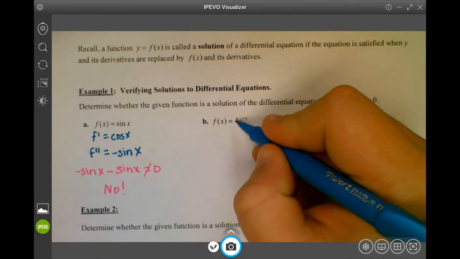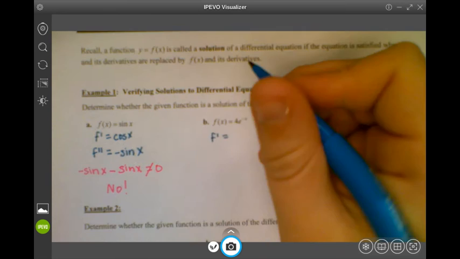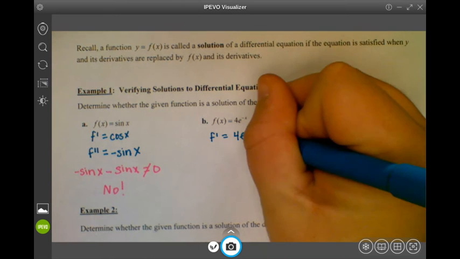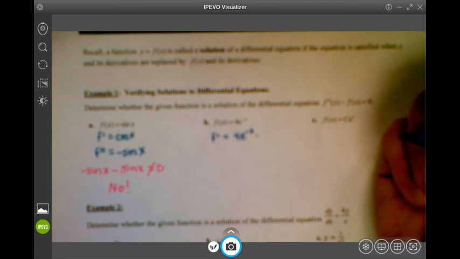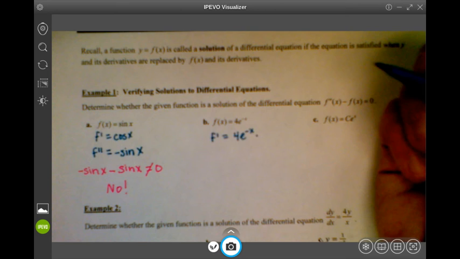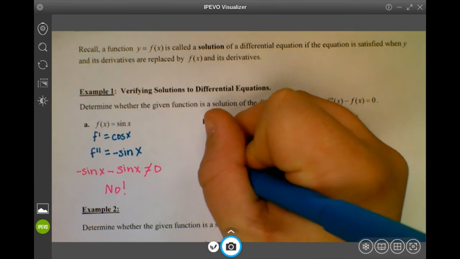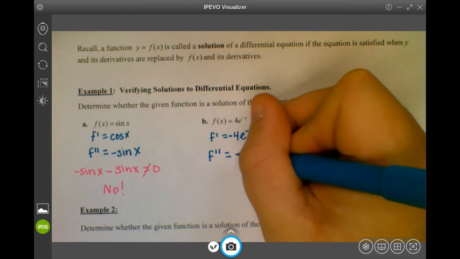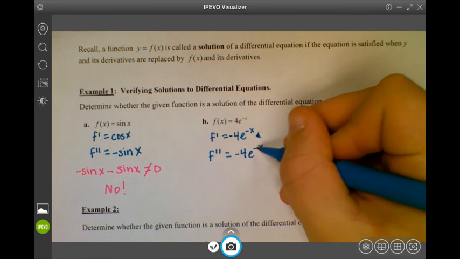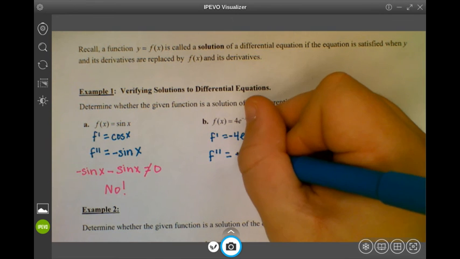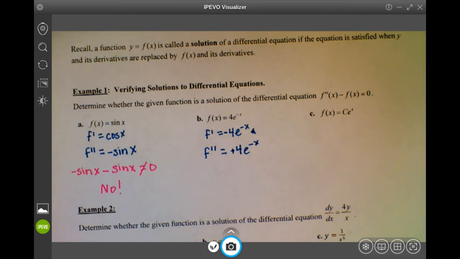All right, the next one, 4e to the negative x. Because we're going to check the same equation, your first derivative would be 4e to the negative x times the derivative of the exponent. It's the chain rule, right? So times negative 1. So I'm actually just going to make that 4 a negative. And then f double prime would be negative 4e to the negative x times the derivative of the exponent, so times negative 1 would make that a positive. And so we're just going to plug it in and see if it is a solution.